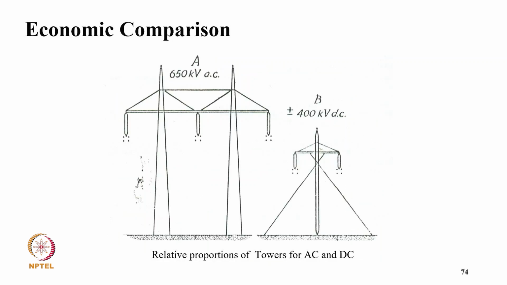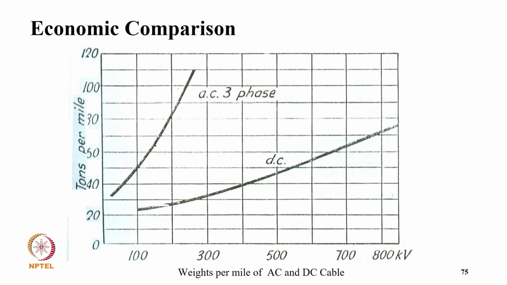And then the relative proportion of towers: AC on the left side at 650 kV and DC at plus or minus 400 kV DC. So you can see clearly tower height, as well as the number of conductors, are reduced in the case of an HVDC system. And this is typically what you can call the weights per mile of AC and DC cable. So you can see here the tons per mile for AC increases substantially compared to the DC.